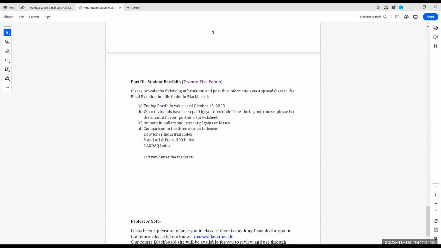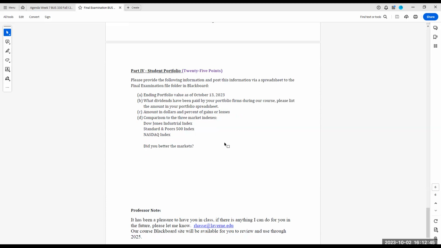So the final section is on your student portfolio. You are to conclude your portfolio on October 13th. Look up any dividends that have been paid on your stocks and put those in the dividend column. How many dividends per share? I don't want the total amount, but the per share dividends. If your company has declared a dividend from week 1 of our portfolio to the ending week of October 13th, what dividend per share has been paid by your company?